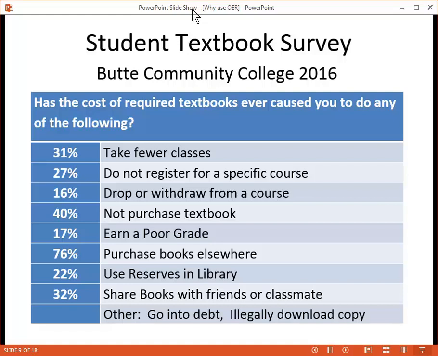As far as what students do to help them overcome the costs, 76% say they purchase the book elsewhere, so they're looking for cheaper places to find the book. 22% use reserves in the library, 32% share the book with others. A few of the write-ins that we got is a few students mentioned that they illegally download copies of the textbook, which apparently is not that hard to do online, but is most unfortunate. Others mentioned that they go into debt, so they need the book, they have no other way to get it, so they have to borrow money.